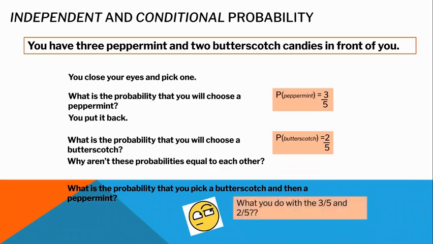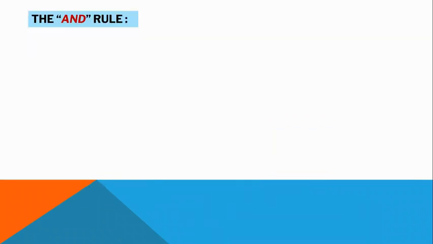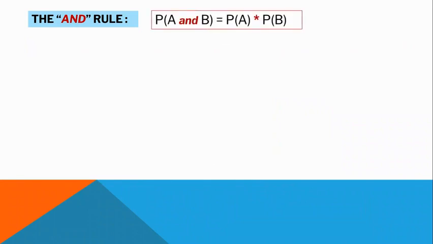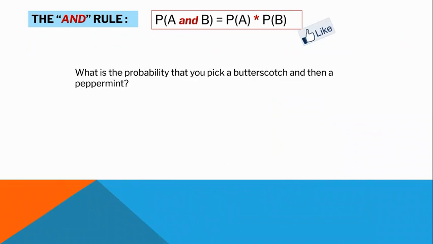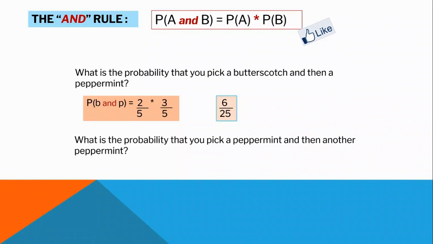What do we do with the 3/5 and the 2/5? The and rule will tell us. The probability of A and B happening is the product of those probabilities. So in this case, we would multiply 3/5 times 2/5 and get 6/25. That's the probability I picked a butterscotch, put it back, and then a peppermint.